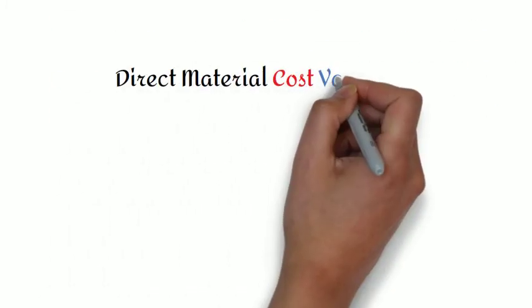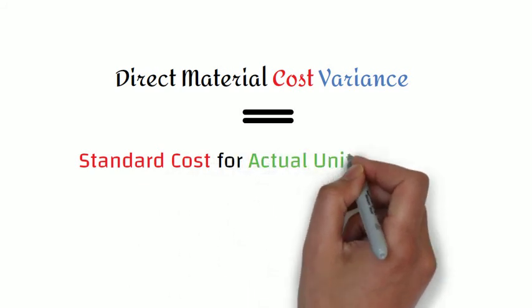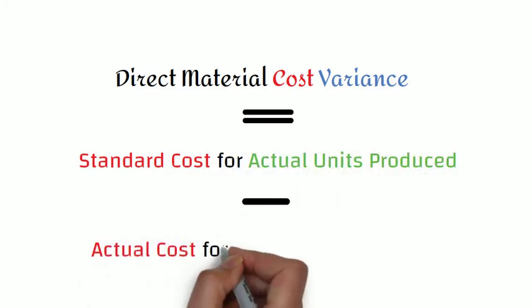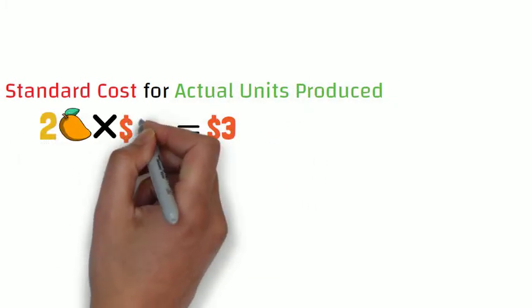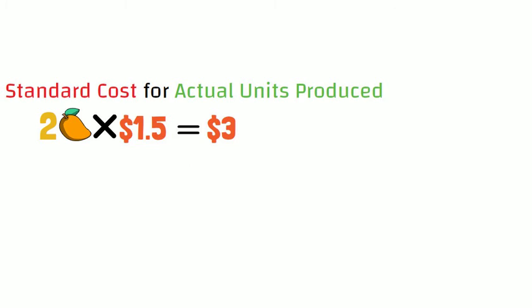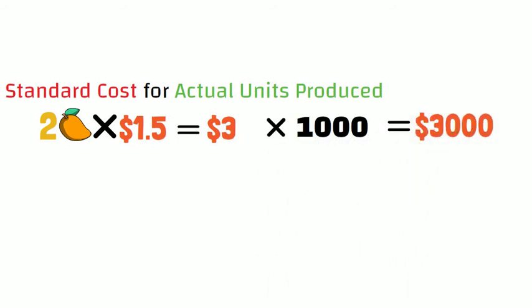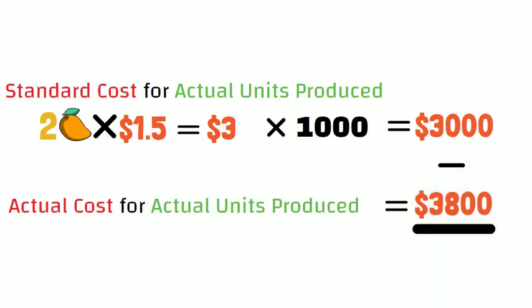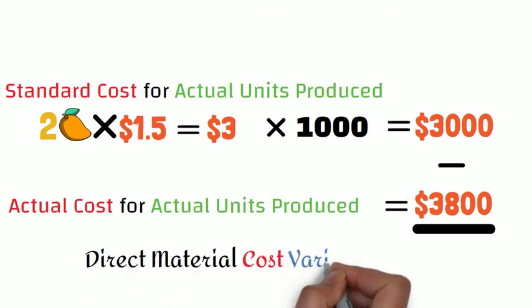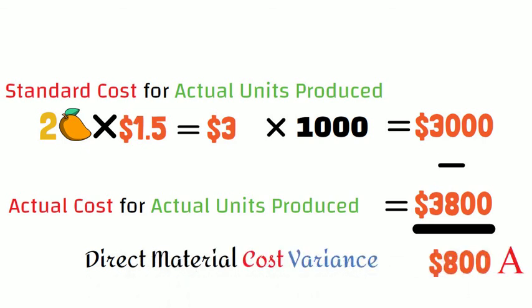And the direct material cost variance is the difference between the standard material cost for actual units produced and the actual material cost for the actual units produced. In our example, the standard direct material cost for 1 unit is $3, that is 2 mangoes per unit multiplied by the standard price of $1.5 each. So the standard direct material cost to produce 1,000 units is $3,000. However, the actual material cost is $3,800 for 1,000 units. Therefore, the direct material cost variance is $800 adverse.